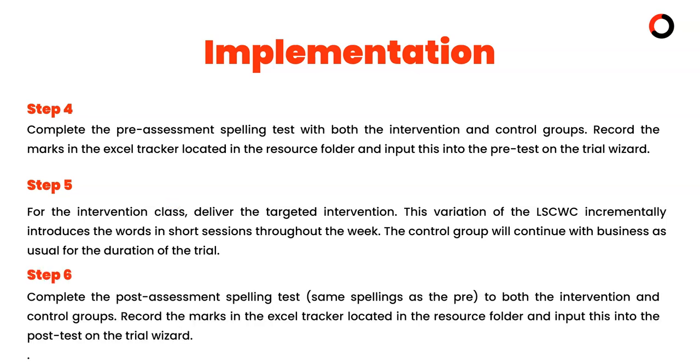Step 6. Complete the post-assessment spelling test, the same spelling as the pre, to both the intervention and the control groups. Record the marks in the Excel tracker located in the resource folder and then input this into the post-test on the trial wizard. Once you've done that, you complete the quick process evaluation survey, click Analyze, and then the system will generate an impact report for your school.